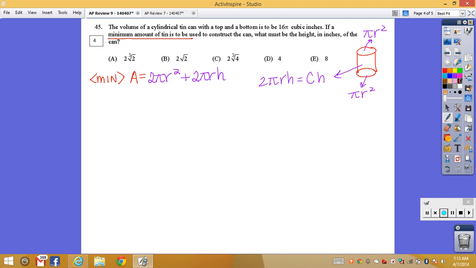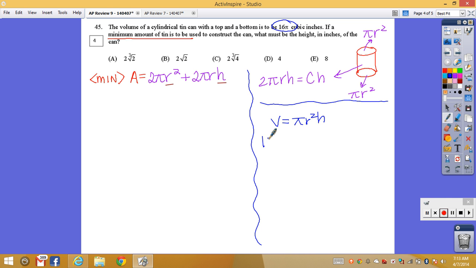There are two variables, right, r and h, so there must be other information. I'm going to go back into the prompt. I'm going to read what else it says, and you'll usually find a value. So that 16 pi is the volume. So this is my extra information over here. The volume of a cylinder is pi r squared h, and in this case the volume was 16 pi equals pi r squared h. I'm going to divide both sides by pi, and I'm actually going to solve for h so that I don't have to worry about the square root.